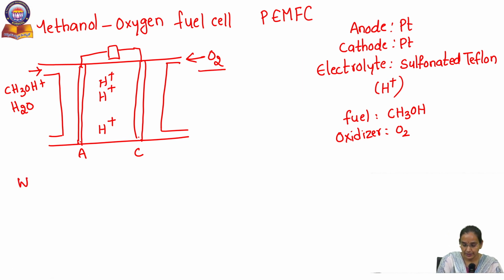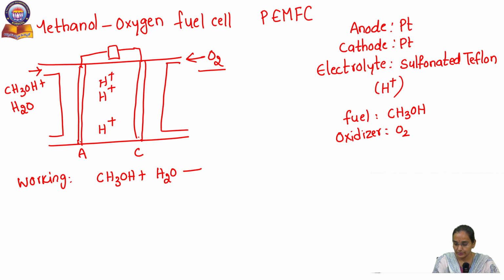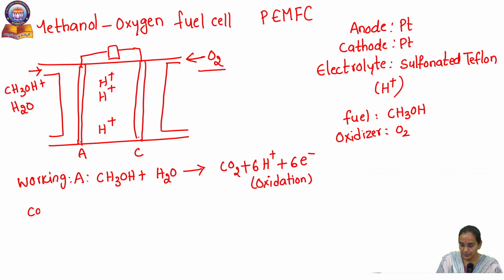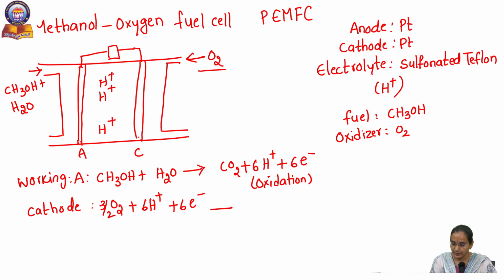Coming to the working, at the anode, methanol and water undergo oxidation, and it gives carbon dioxide, protons and electrons. This is the oxidation reaction, and it occurs at the anode. And at the cathode, oxygen gas is passed, and the protons are transferred from anode to cathode, and it gives water molecules.